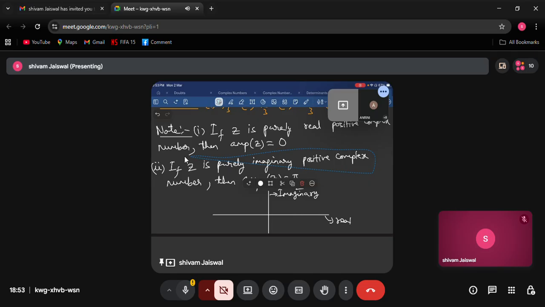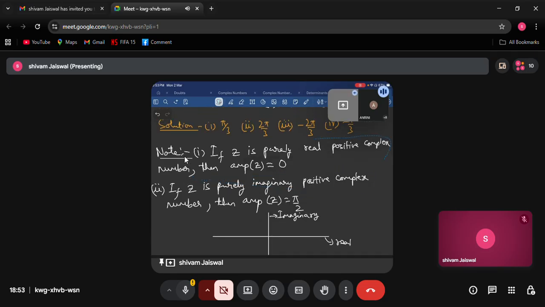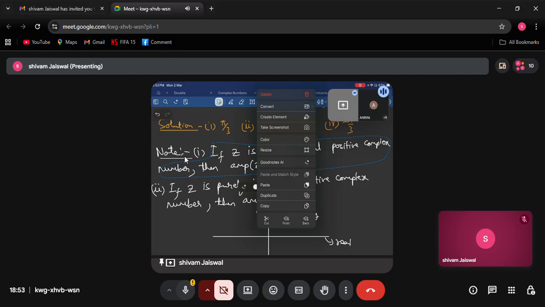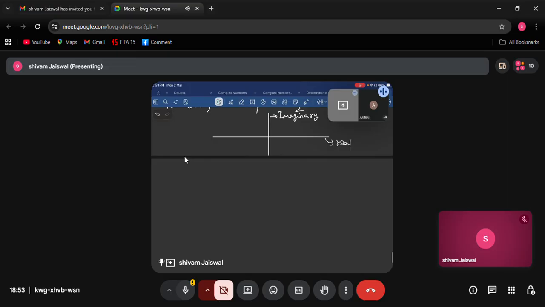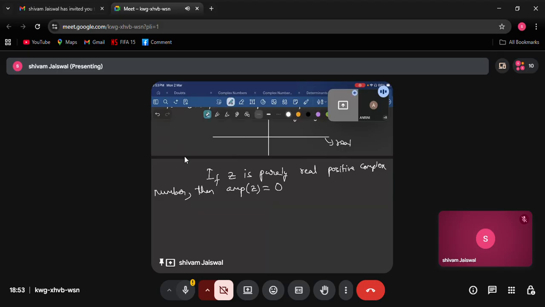Next. If Z is a purely real negative number, then what is the amplitude of Z? If Z is purely real, negative complex number, then pi.